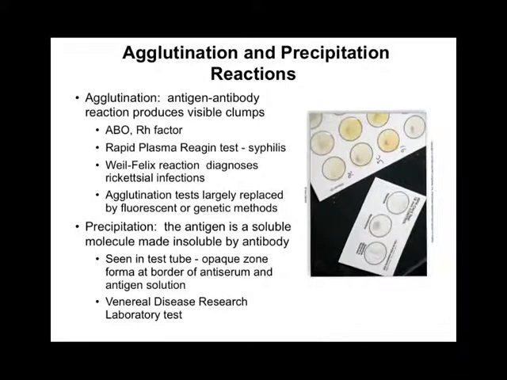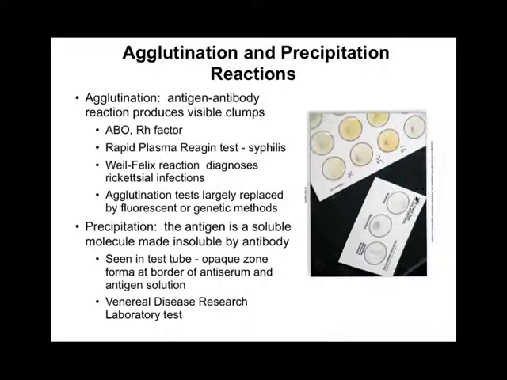So again, agglutination versus precipitation. These ones we can see with our naked eyes. The essential difference between agglutination and precipitation are the size, solubility, and location of the antigens. Agglutination is where we have the antigen-antibody reaction producing visible clumps. For example, when we do ABO blood typing or Rh factor typing. Also the rapid plasma reagin test that's used for syphilis. Those are seen on the cards over here.